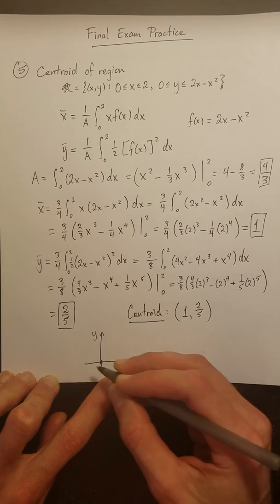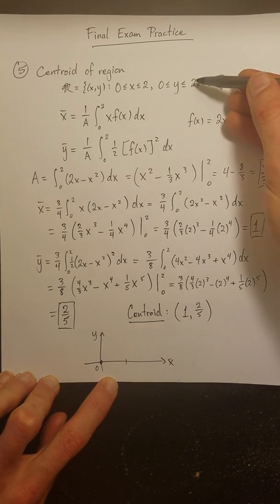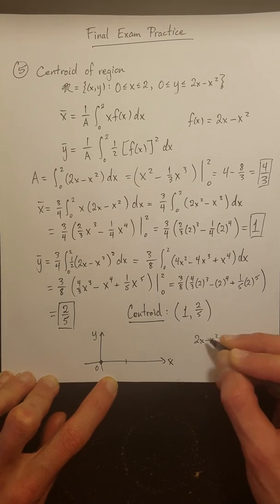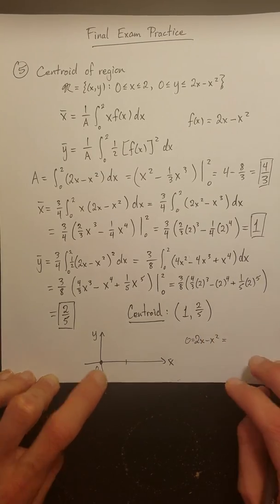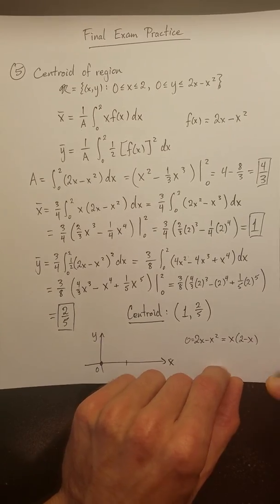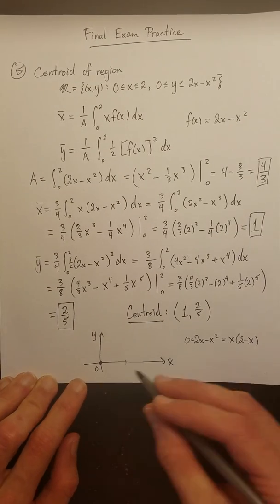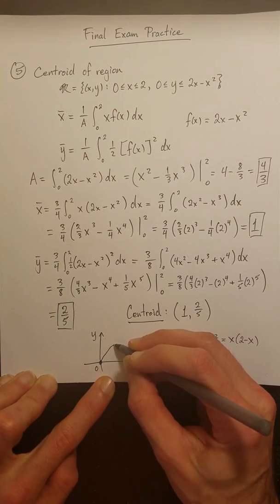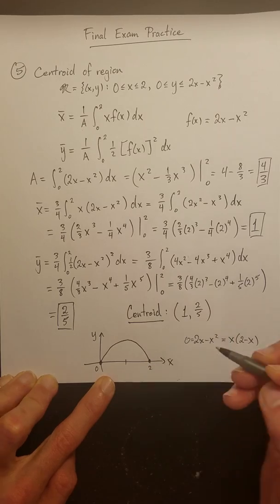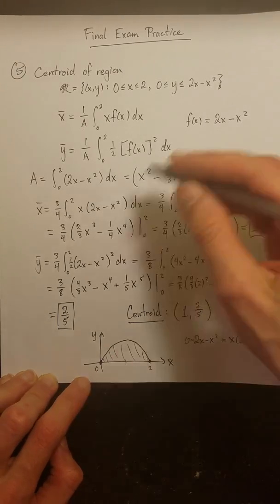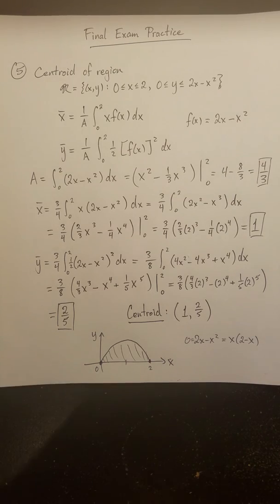So we have a 0 for our function 2x minus x squared. For this to be equal to 0, I can factor it into x and 2 minus x. So of course it'll be equal to 0 for x equals 0, and also for x equals 2. Okay, and this is our parabola here. So this is our region that we've been computing the centroid of and everything.